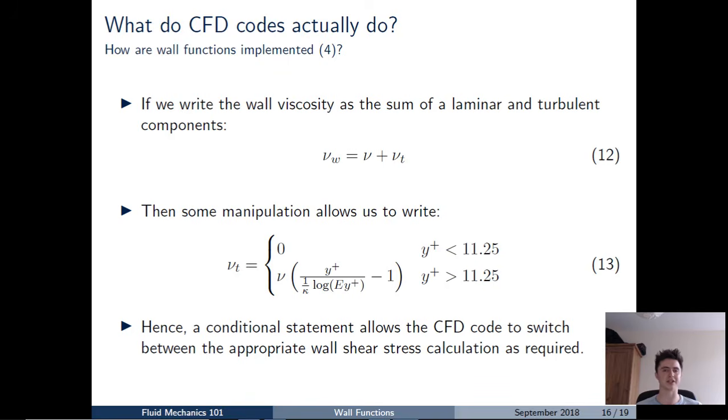So this allows our CFD code to use the same calculation of the gradient across the domain. We know what the velocity is at the wall adjacent cell centroid, and all we have to do is a conditional if statement to switch between the calculation of the wall viscosity to ensure that we get the correct wall shear stress.